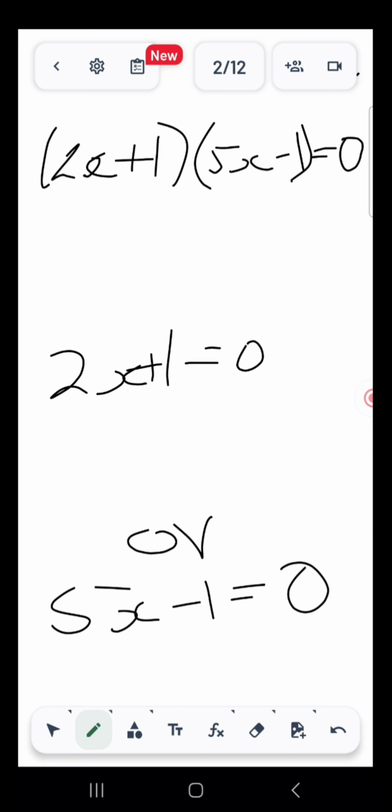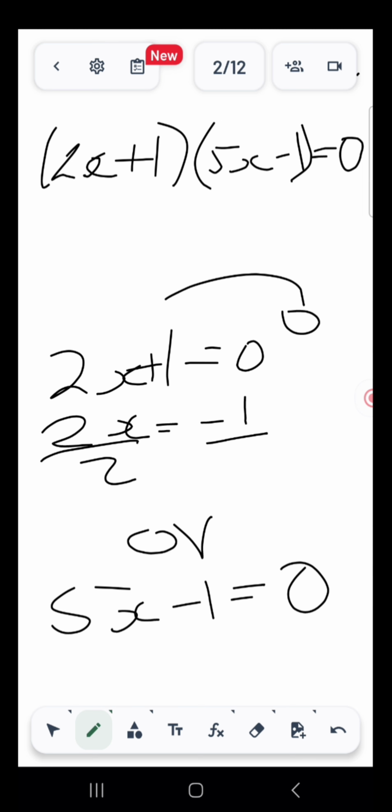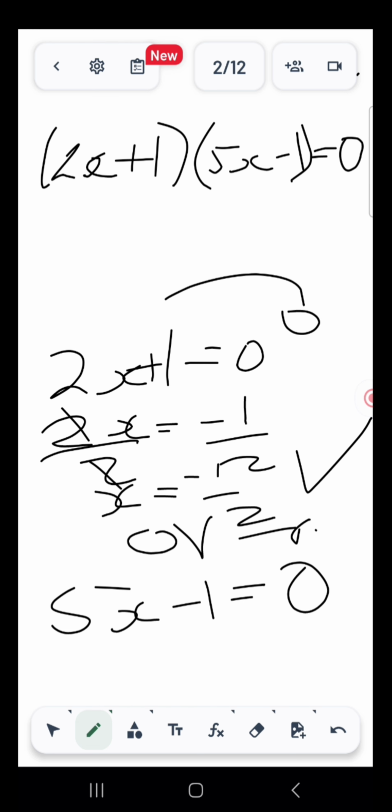So you just equate the 2 brackets to 0, then, like we did in grade 10, you transpose: positive 1 turns into negative 1, so you have 2x equals negative 1. Then you divide by 2 here, divide by 2 here, the 2s cancel, and your final answer is x equals negative 1 over 2, right? So you get a mark for that.